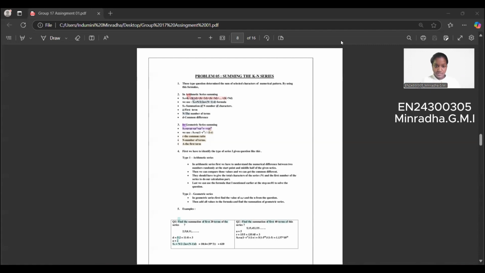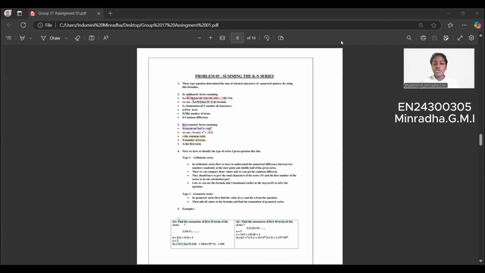Summing the series. This problem involves calculating the sum of selected terms in numerical patterns using formulas. Two main types of series are addressed. First one is arithmetic series and then geometric series. In arithmetic series, the formula is Sn equals n over 2 times open bracket 2a plus open bracket n minus 1 close bracket times d close bracket. The key steps of this arithmetic series are: identify the common difference between terms, then determine the first term and the number of terms, and lastly, use the formula to compute the sum.